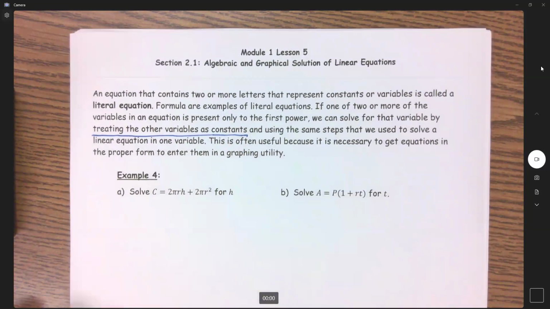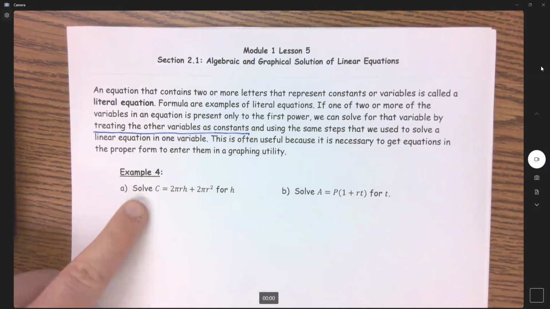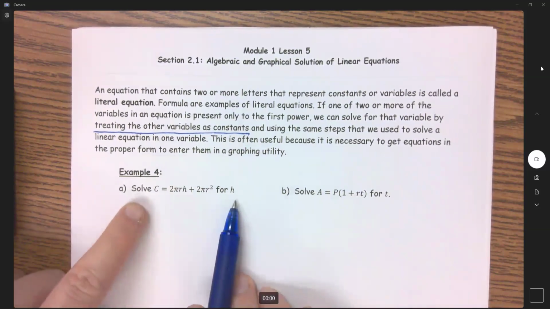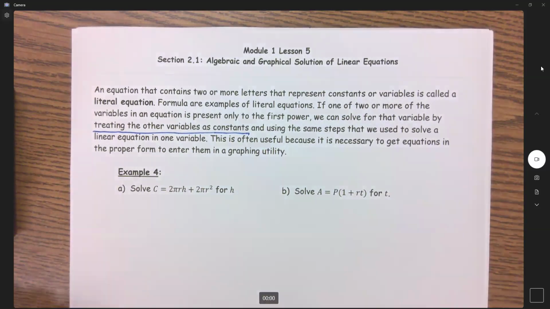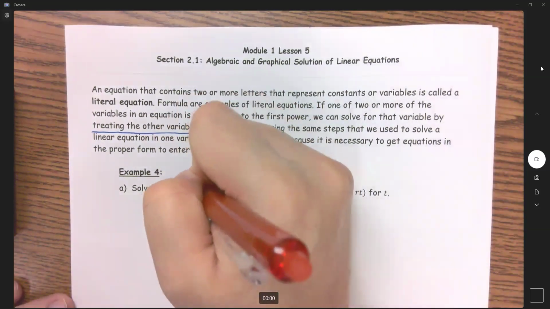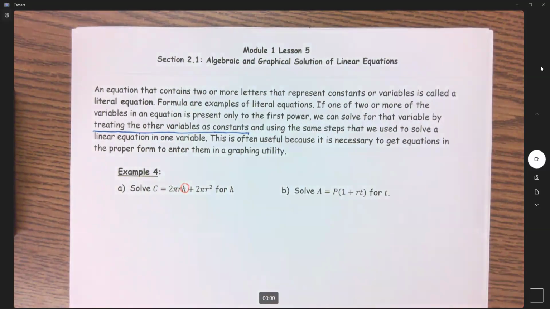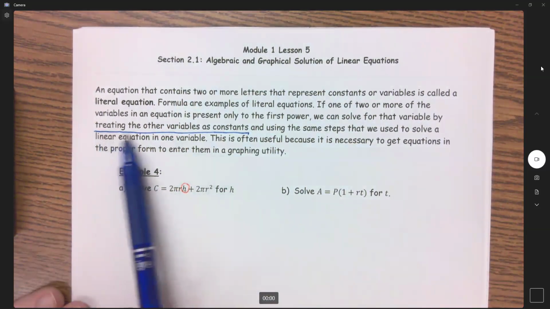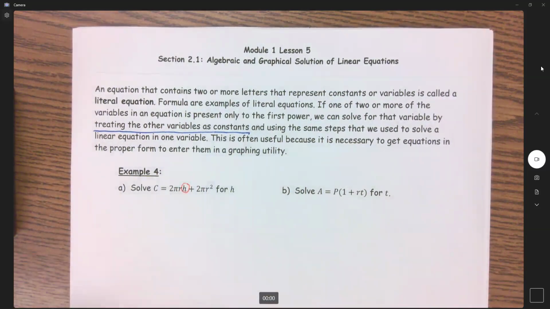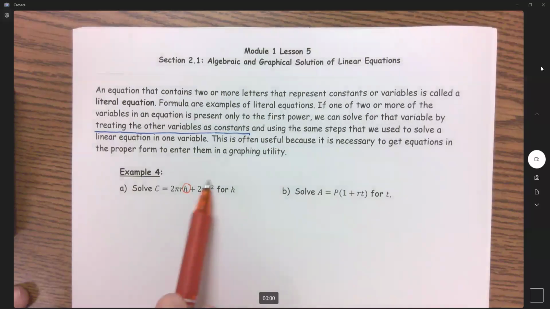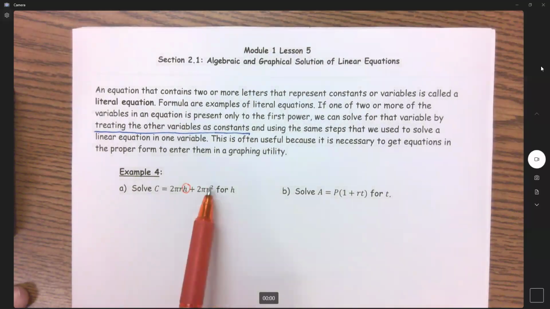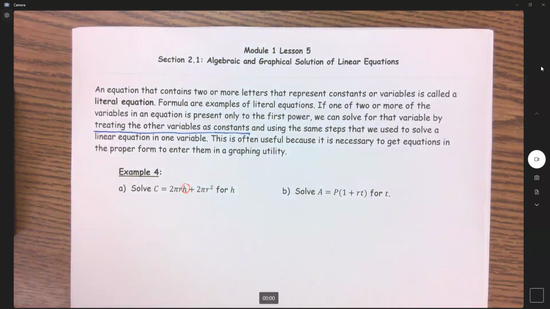So in example 4, we need to solve c equals for h. So I want to solve for this variable right there. So it tells me to treat all other variables as constants. So how would I get this entire term over to the other side?